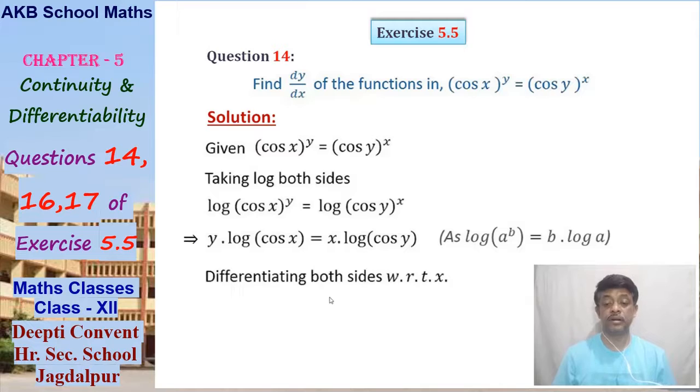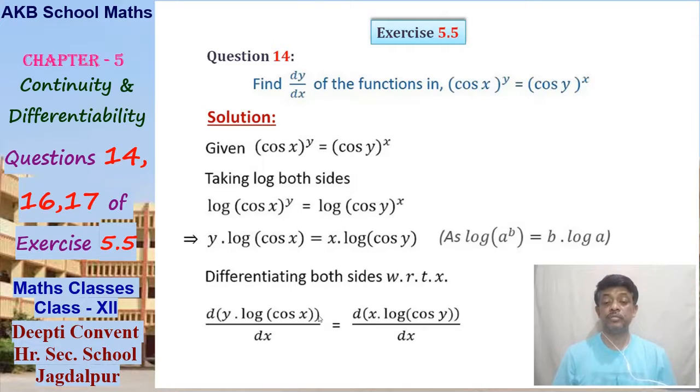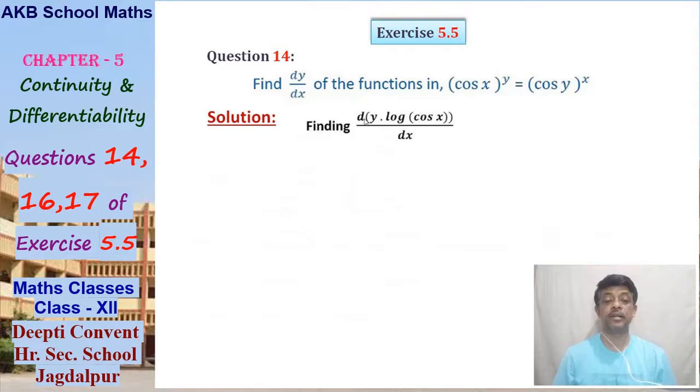Clear? Now differentiating both sides with respect to x, here a product of two functions, here also a product of two functions. So d of this equals d of this, dy by dx of this and the right hand side. Now one by one we have to find left hand side and right hand side. Clear? Finding left hand side, d by dx of y log cos x, a product of two functions. So we have to use the product rule.